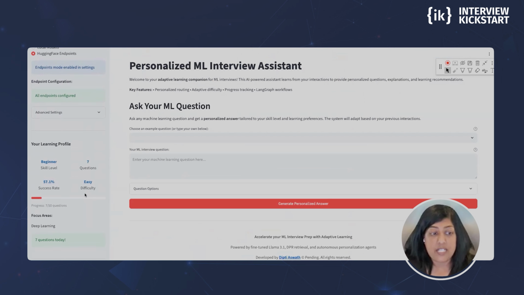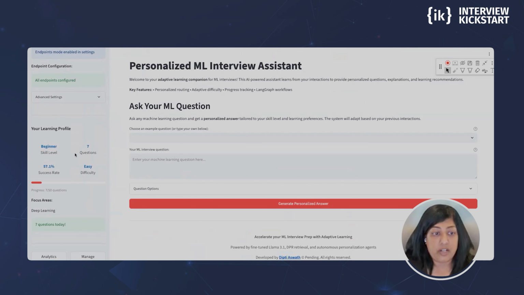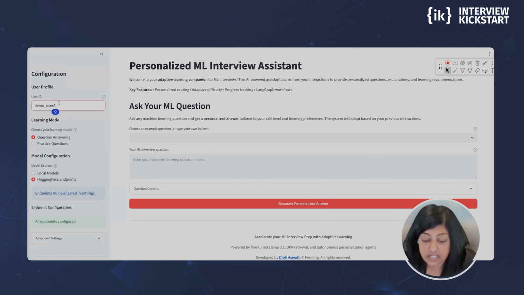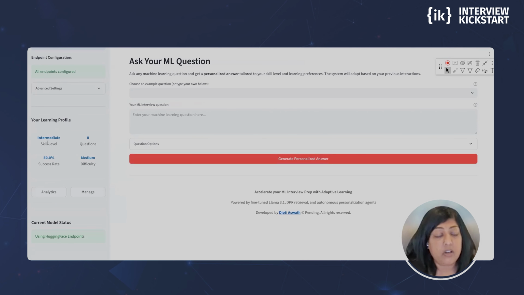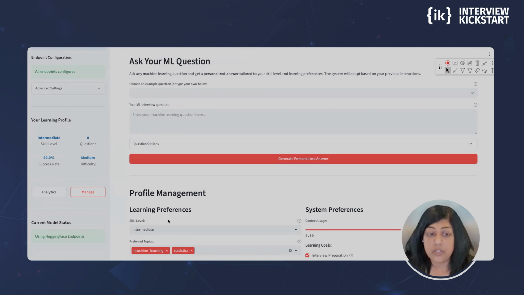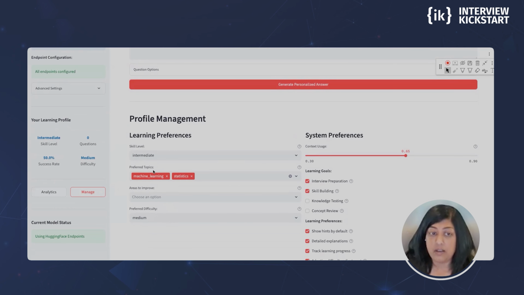All right. So you can see that there has been a demo user A. Let me see if there is a demo user Z that exists for a brand new user. Let's see what they are set up with. Okay. They're all set up by default as an intermediate. They have a 50% success rate. This is the default setting, right? Now, this user can go and change their skill level.